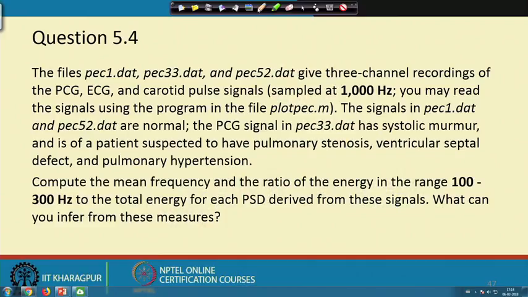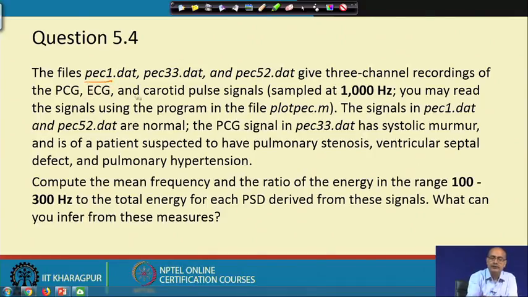In the fourth experiment of tutorial 5, we have 3 phonocardiogram signals: PCG 1, PCG 33, PCG 52. Okay, 3 phonocardiogram signals are there. Each one of them is a 3 channel recording. The first one is PCG, second is ECG and third one is carotid pulse signal.